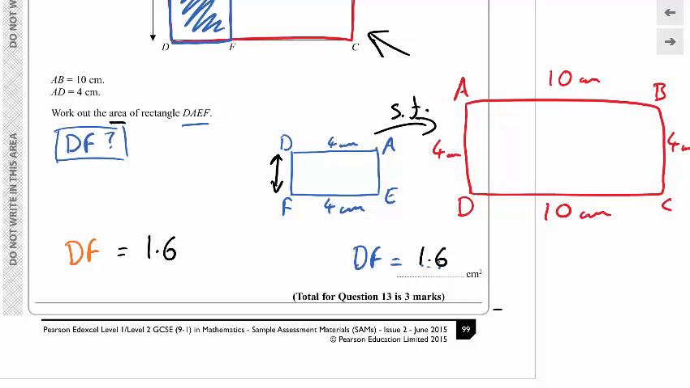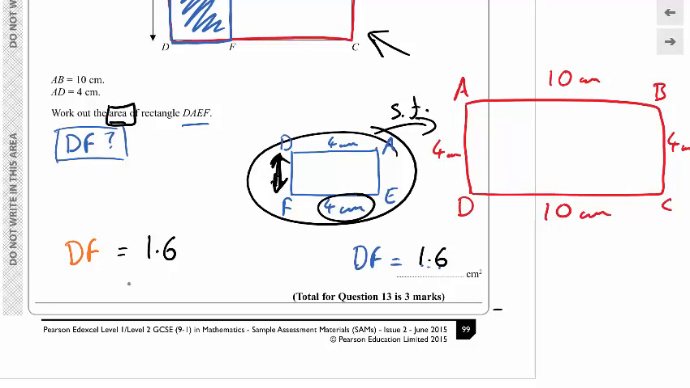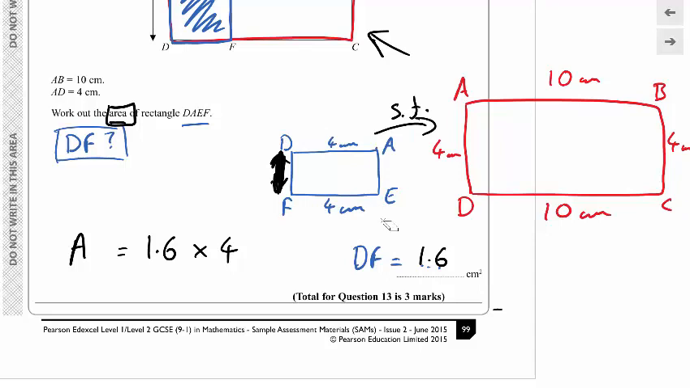Is that the end of the question? No. I need to find the area of that rectangle. Working out the area of this rectangle is dead easy. I just do this DF side times my 4, and that should give me my answer. So my DF is 1.6, so my area will be equal to that times 4. So I've got 1.6 times 4.